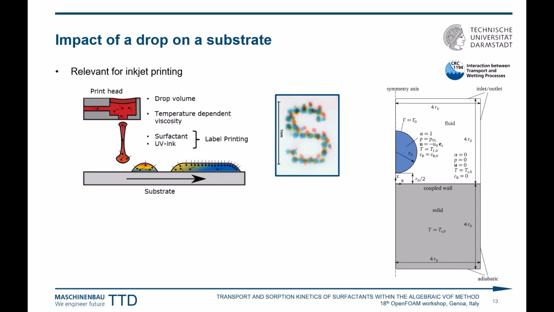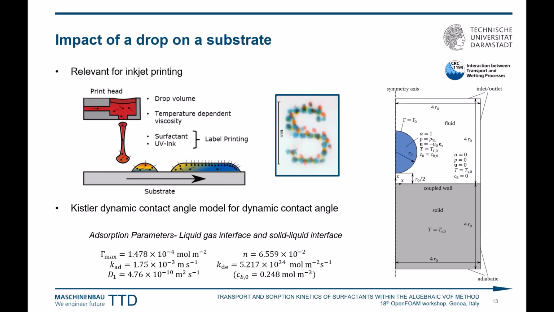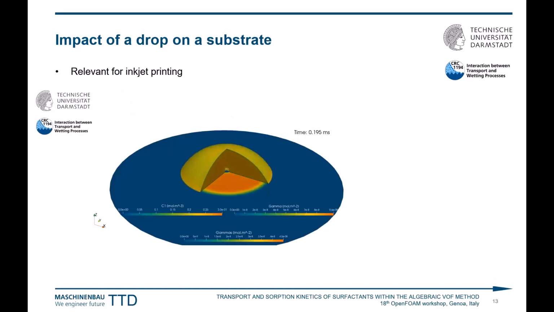It's an axisymmetric domain where you have a drop and then there is a surfactant inside the drop. Initially at the interface, there is no surfactant, and then it comes and impinges onto the wall. One important thing, as you might guess, is the contact line dynamics, which are very important here. I'll not go into the details, but we used a sub-scale model of Kistler dynamic contact angle. And the adsorption parameters are from experimental characterizations for that particular surfactant.